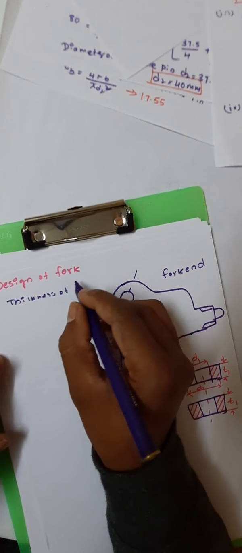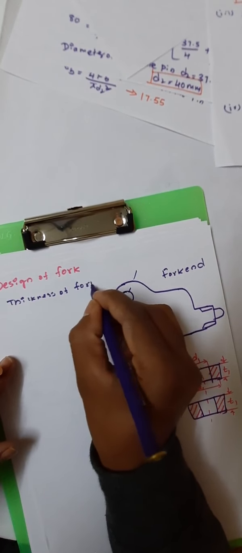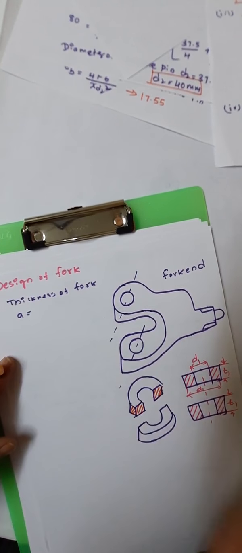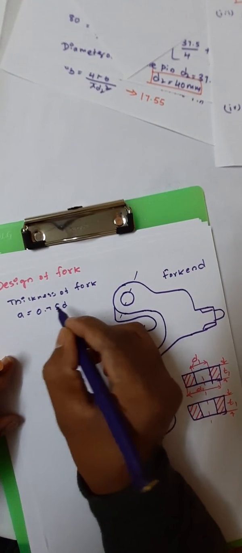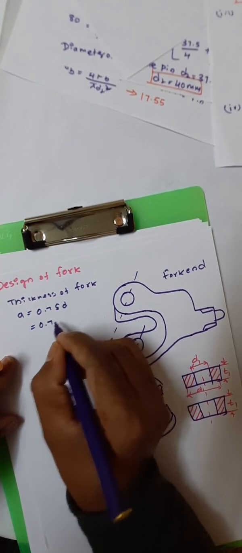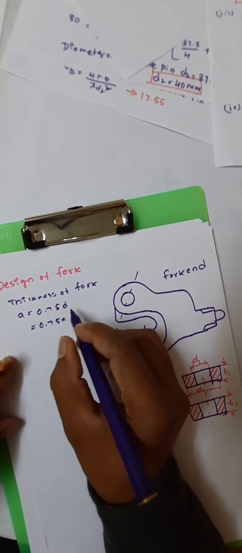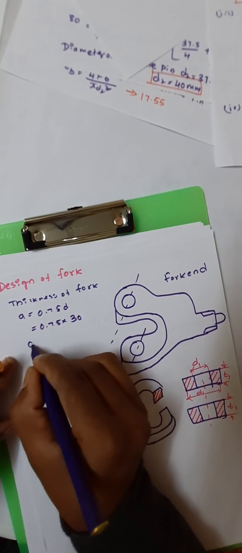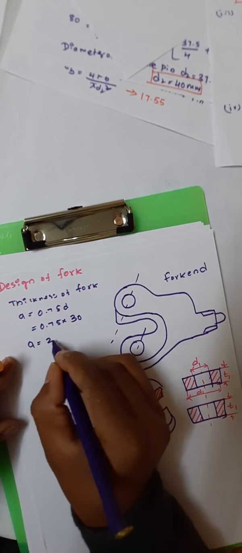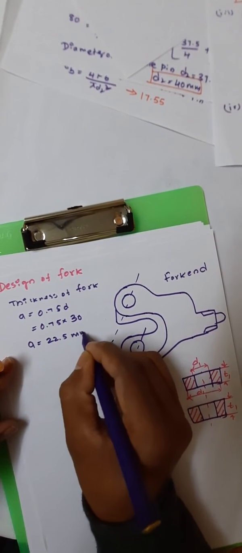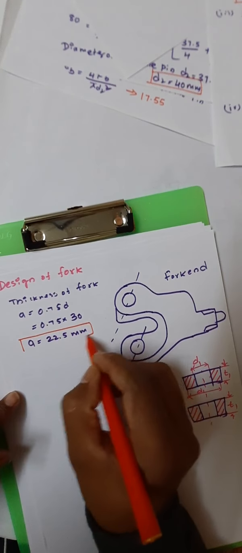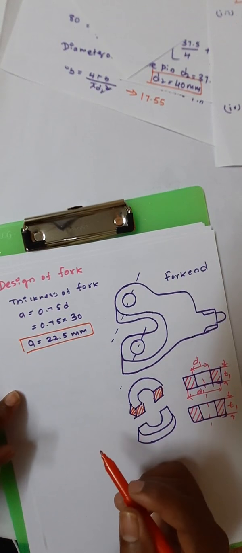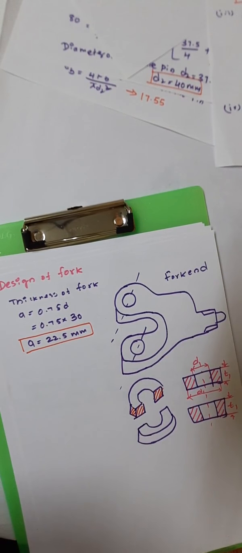With respect to that, first we need to find out the thickness of the fork, that is A is equal to 0.75 D. So 0.75 into the diameter, that is 30. So we'll get A is equal to 22.5 mm. That is the thickness of this fork.